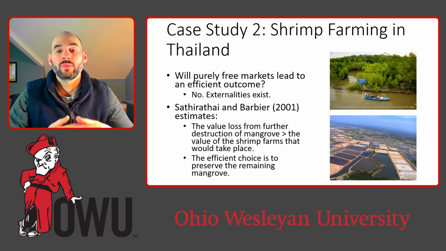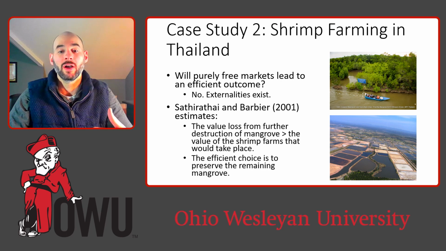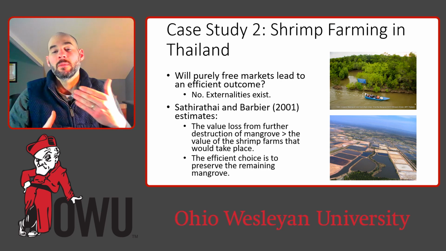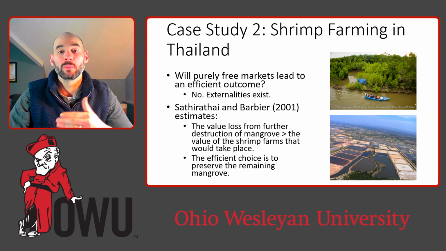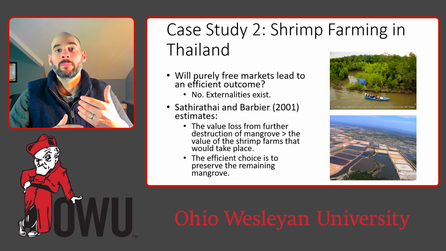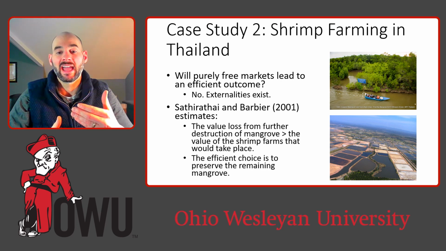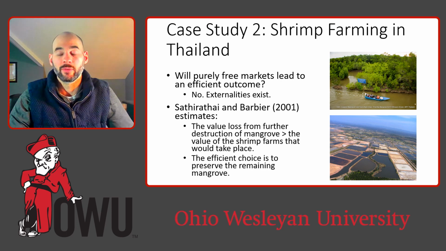And so thinking about estimating costs and benefits, the paper that considered this particular case study found that the value lost from further destruction of the mangroves in the area would be greater than the value that the shrimp farms would take in place of those mangroves. And so the efficient choice, the one that's going to maximize consumer and producer surplus when we think about that social benefit, that external benefit provided by the mangroves, would be to preserve the remaining mangroves.